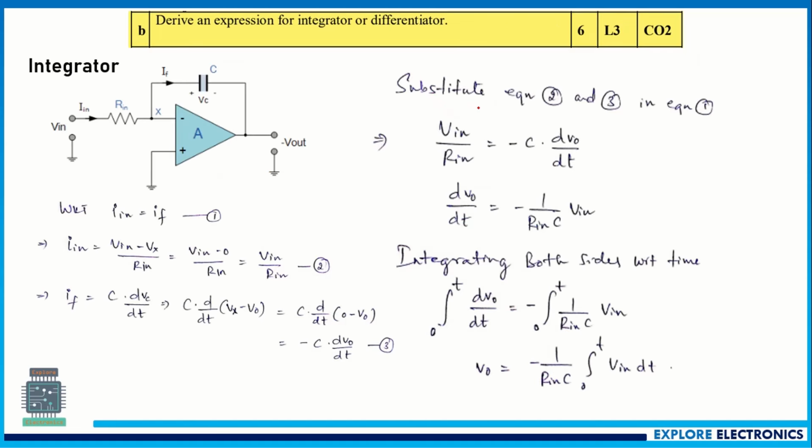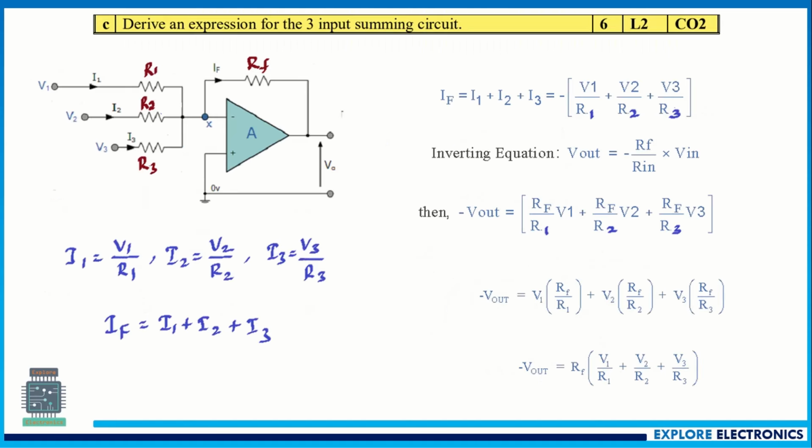Again the question is repeated here. Derive the expression for integrator and differentiator, which I have already explained in the previous question. Let us skip this. Now derive the expression for 3 input summing circuit. So 3 input summing circuit means we need to have V1, V2, V3. Accordingly we need to have the input resistances R1, R2, R3 and a single feedback resistor RF.